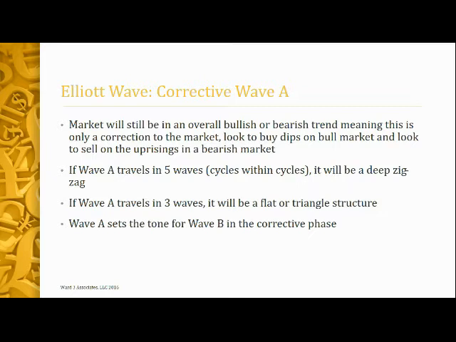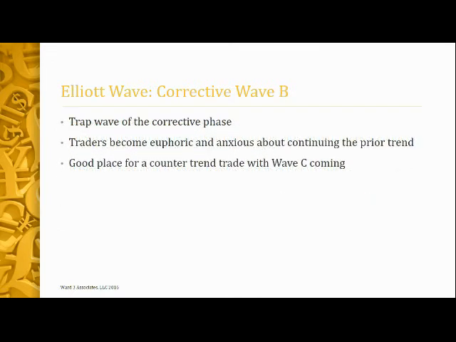How you identify which kind of pattern those are depends on how many waves are within the corrective waves. Wave A sets the tone for wave B in the corrective phase. Wave B is a trap wave of the corrective phase. Traders become euphoric and anxious about continuing the prior trend. It's a good place for a counter trend trade with wave C coming, because wave C typically is a 3 or 5 wave move that has a lot of movement against the main trend.